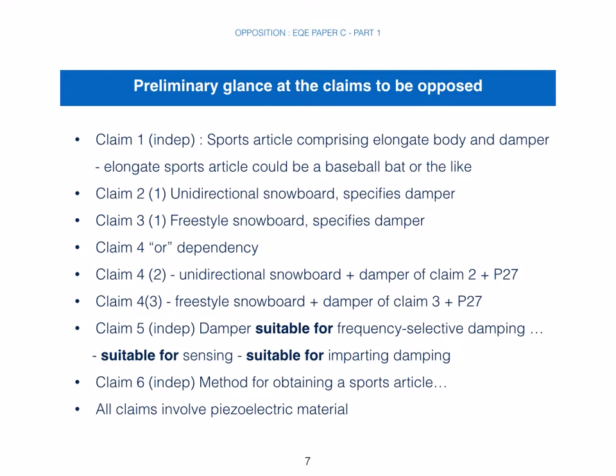We turn over and we get to claim 6. Claim 6 is an independent claim to the method of obtaining a sports article in which torsional modes are damped, and the method comprises several steps: providing, and selecting, and mounting. And I noticed one thing, that all of the claims involve piezoelectric material, for what that's worth. So now that we've started becoming familiar with the claims, we'll take a look at the client's letter for guidance.